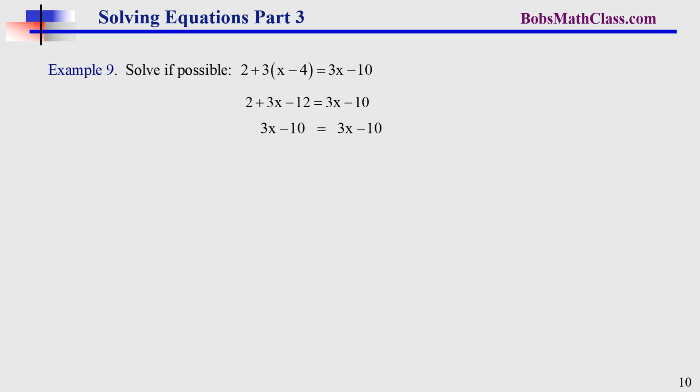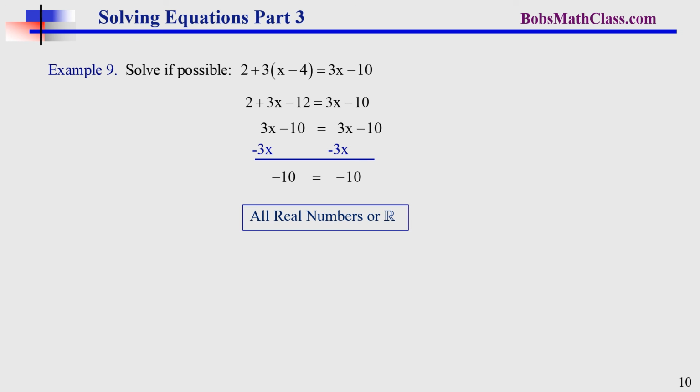Now at this point, you could probably already see that we have the same thing on both sides. But if we take it one step further, subtract 3x on both sides, we get the same number on both sides. So what is our answer when we have the same number on both sides? All real numbers. So you could either write all real numbers or that capital R with two vertical lines. Some people call it a double stroke R.